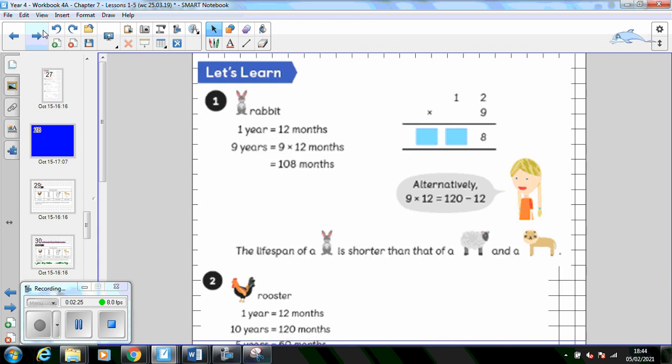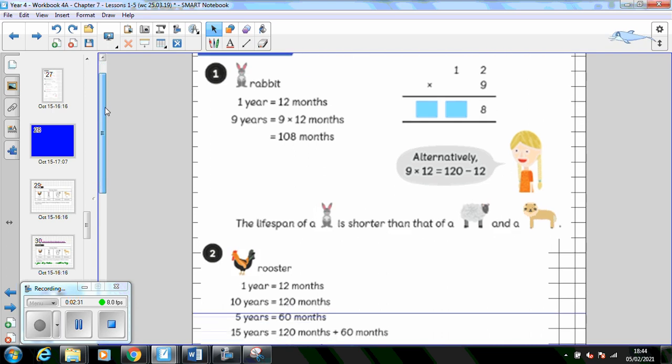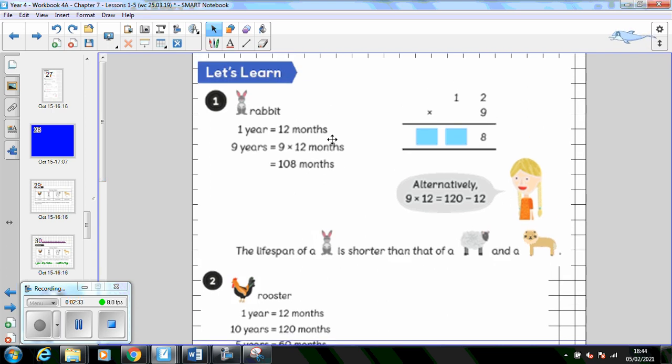Okay, our rabbit lives for 9 years. Okay, we go back to our known fact, 1 year equals 12 months. And then we work out that 9 years equals 9 times 12 months, which is 108 months. Again, we can use this method. We could double, and then we could put our answers together.